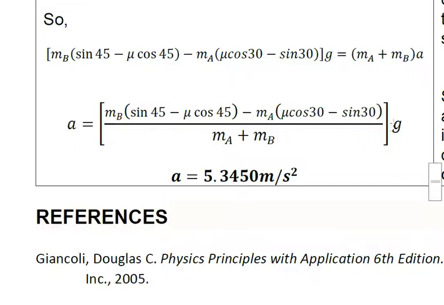Then plug in all the values. Notice that this is mass, kilogram, and this is dimensionless. So kilogram in the numerator, kilogram in the denominator, then it will cancel, equivalent to 1. Then the acceleration, which is 9.8 meters per second squared. Now you have acceleration equal to 5.3450 meters per second squared. Then the assumed direction, so the assumed A is correct, because this one is positive.